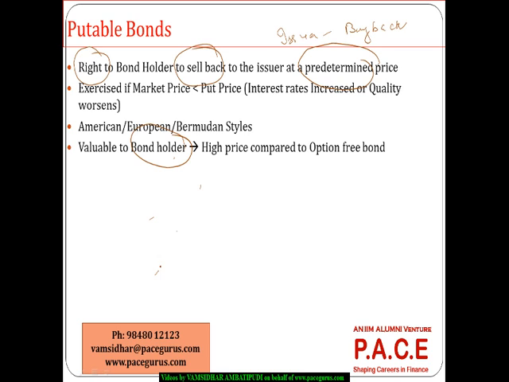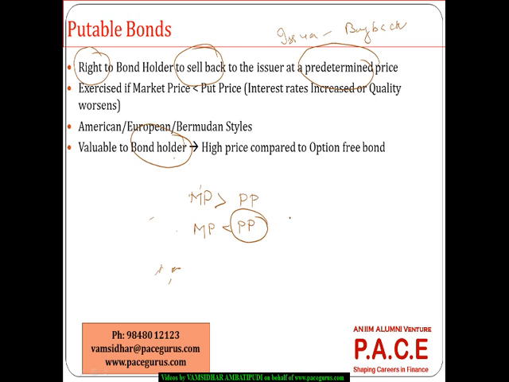And generally, when will he do that? Especially if the market rates are higher, right? If the market price is higher than the put price, he will not sell it. He will sell it in the market. But if the market price is lesser than the predetermined price, he will sell it at the predetermined put price itself.